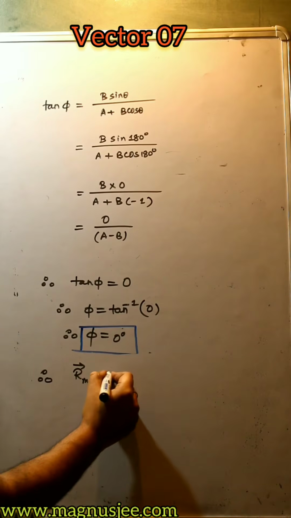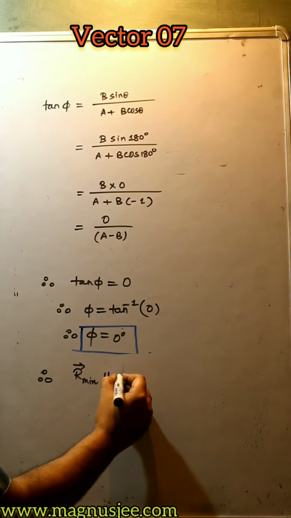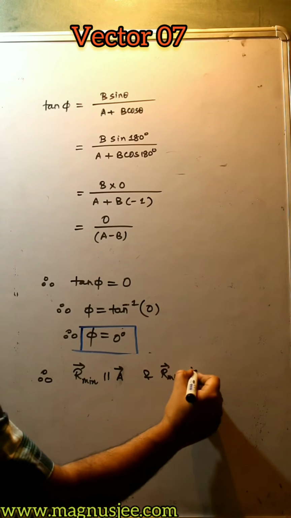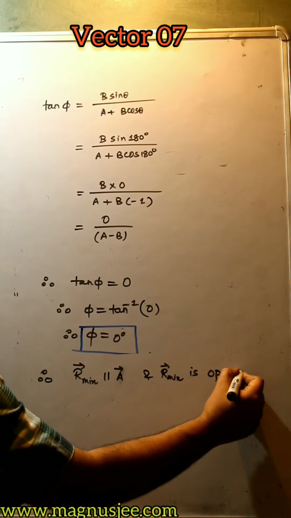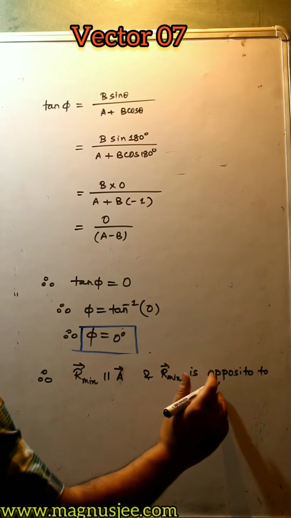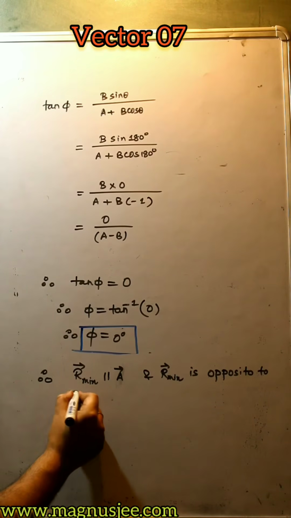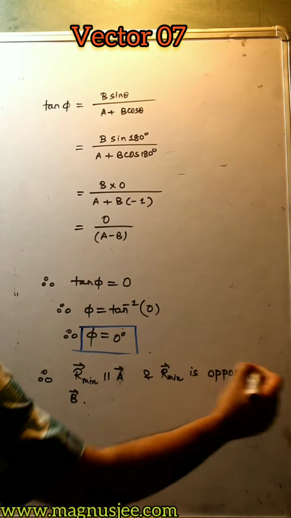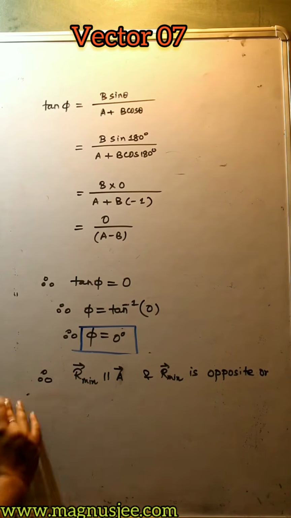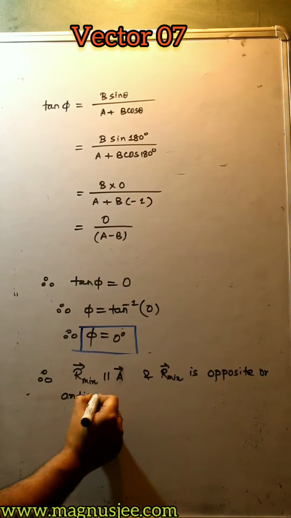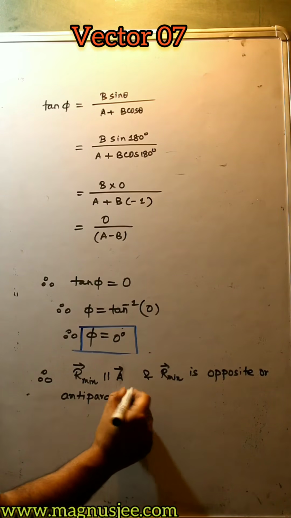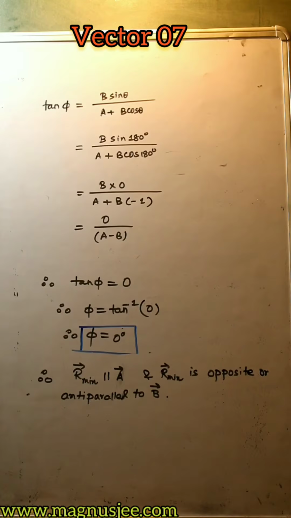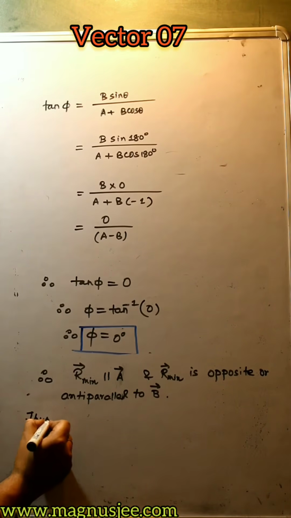So vector R min, the minimum resultant vector, will be parallel to vector A, and R min is opposite or antiparallel to the smaller vector, vector B. Here A is the greater vector, B is the smaller vector.